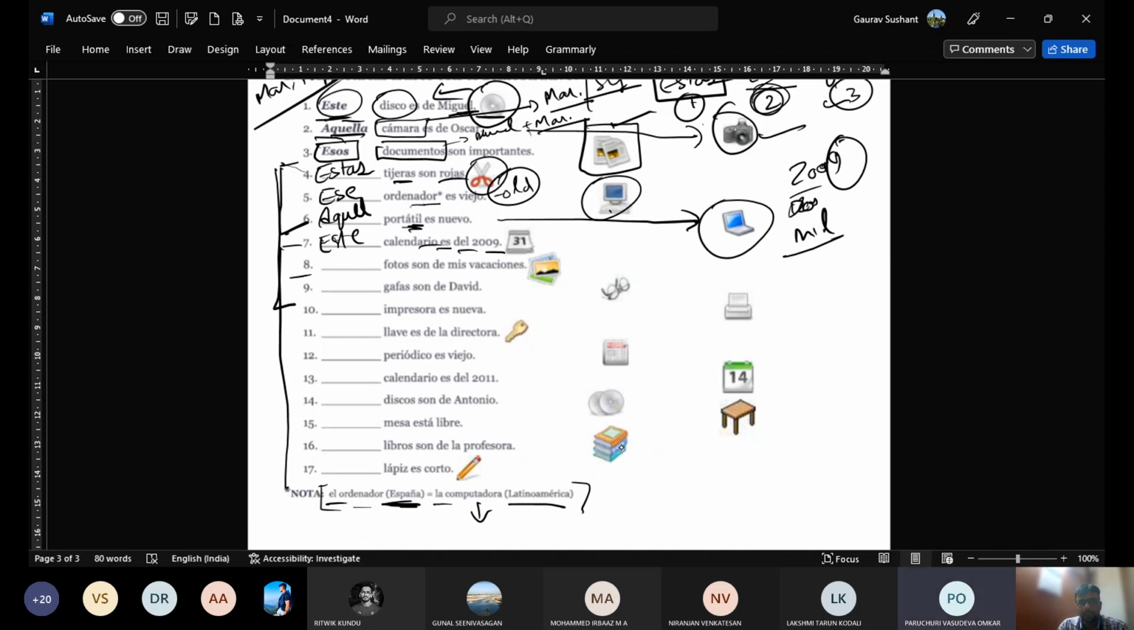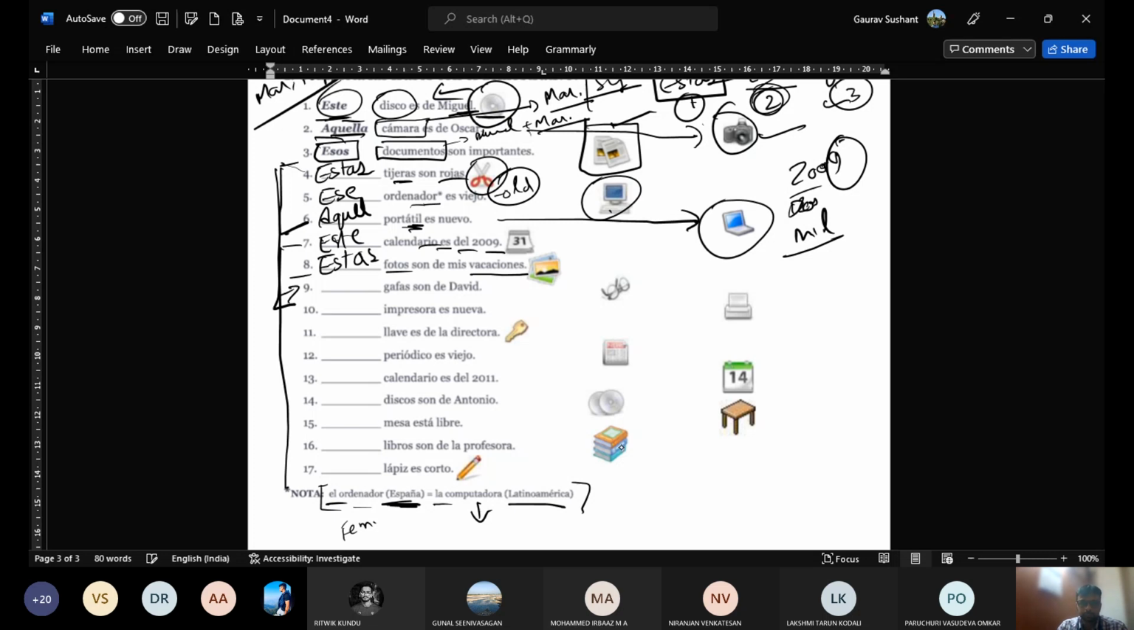Number 8. Estos fotos son de mis vecinos vacaciones. Vacations. Okay, vacaciones. Now, why do you use estos fotos? If you remember, it is a feminine word. The complete word for photo is fotografía, and it's a feminine word. So accordingly, you have to use estas. Are you getting? Yes, sir. Estas fotos son de mis vacaciones. So vacaciones, vacations. These photos are of my vacations.